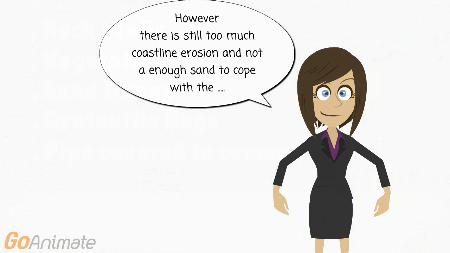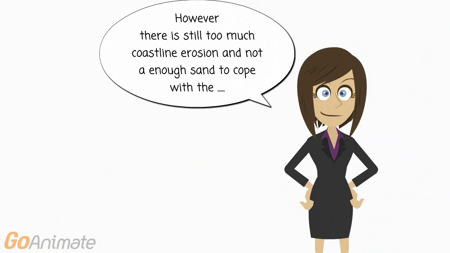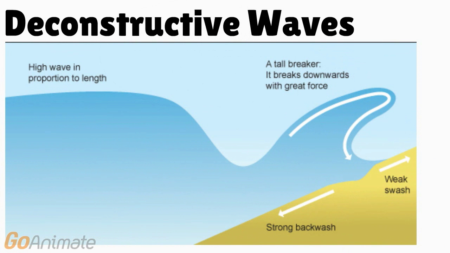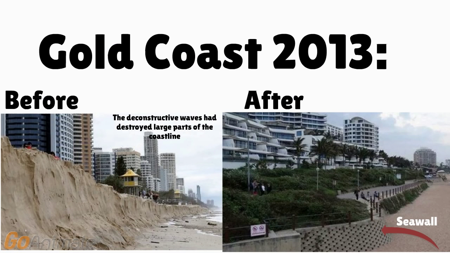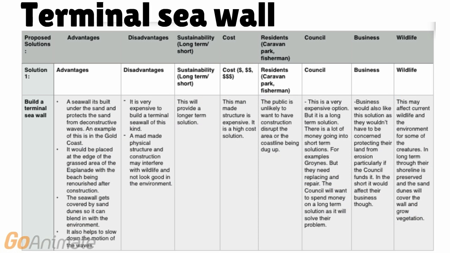However, there is still too much coastal erosion and not enough sand to cope with the deconstructive waves from storm conditions. The sand particles will still be lost in the backwash and will be moved to a different area. It is therefore recommended to build a terminal seawall along the Esplanade as a long-term solution. This was done successfully on the Gold Coast to preserve the coastline in 2013 after deconstructive waves had destroyed a large part of the coastline.